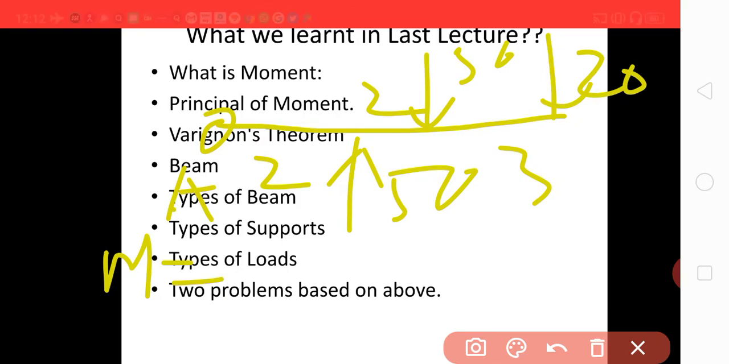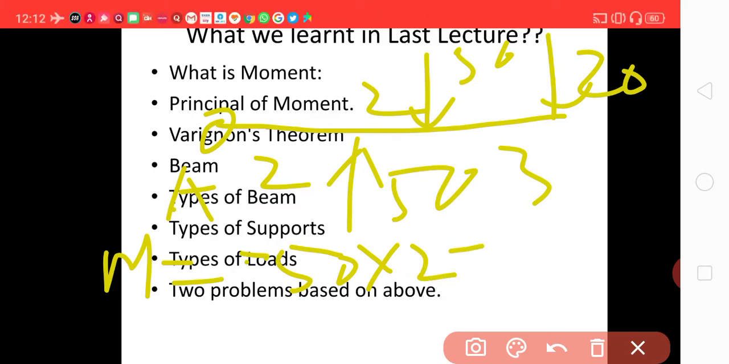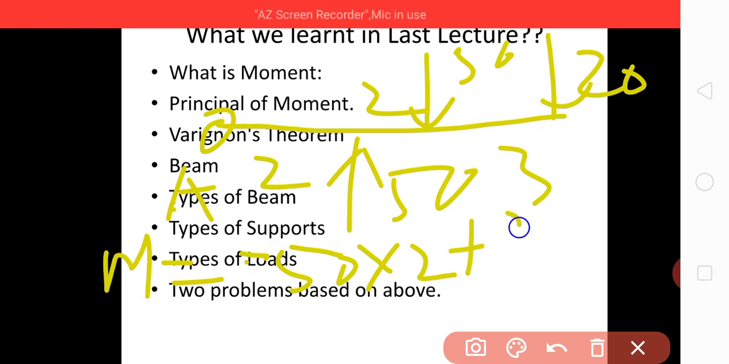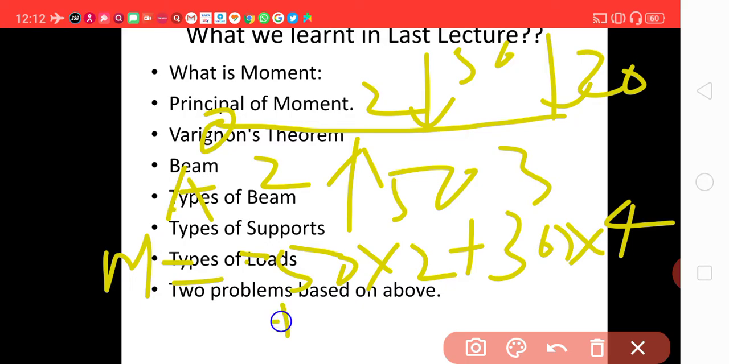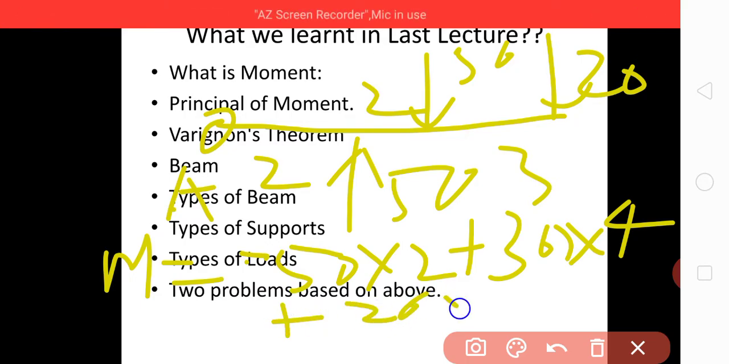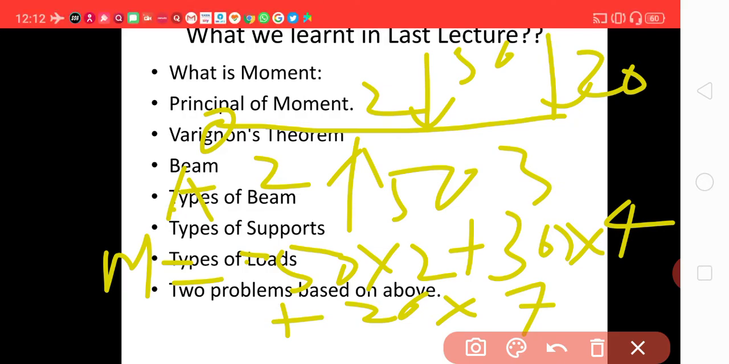taking counterclockwise as negative, then 50 into 2 negative plus 30 into 4 plus 20 into 7. You can make the calculation. This is 100, 120, this is almost 60. Okay.